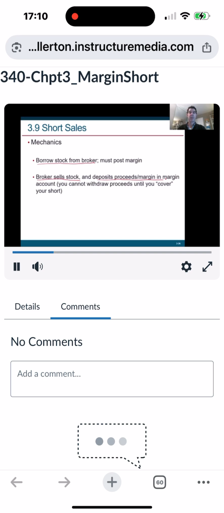The proceeds from the sale will go into your account, but you can't touch it until you've bought the shares back and returned those shares. That is, you cannot withdraw the proceeds until it's called covering your short, when you bought the shares back and returned them to whoever they were borrowed from. And that's covering or closing out your position. You buy stock on the market, and then the broker returns it to whoever it was borrowed from. Now, this sounds complicated. It's done very seamlessly these days.